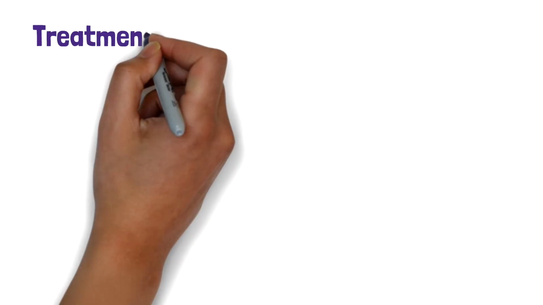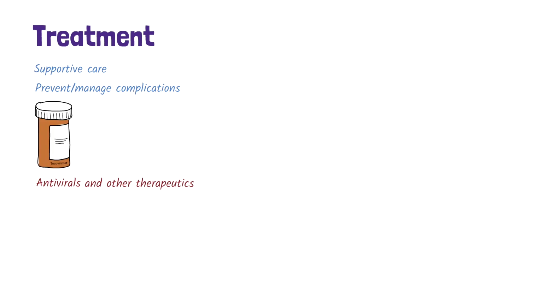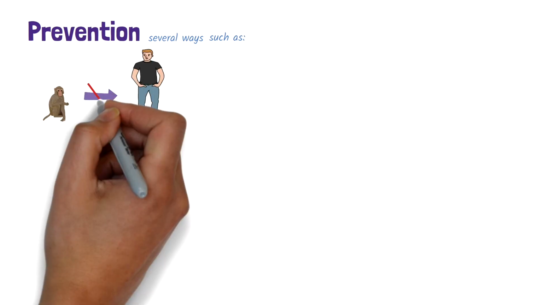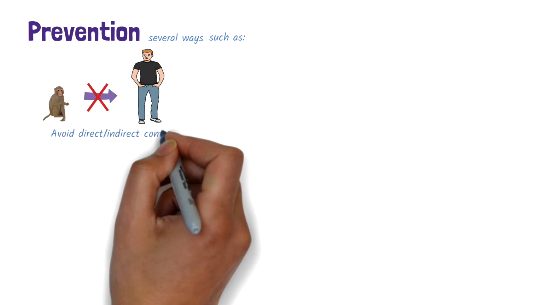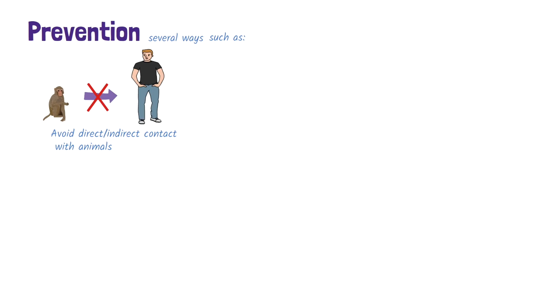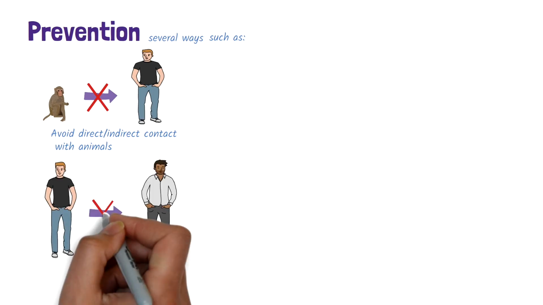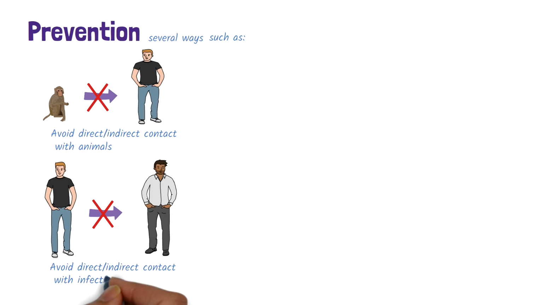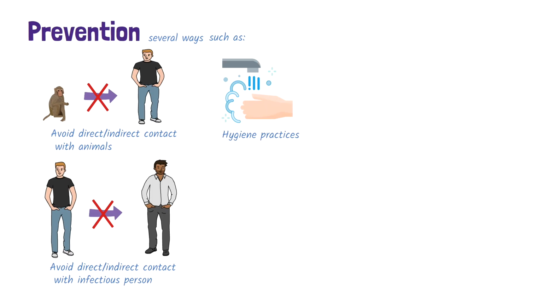And treatment? The main approach to treating MPox is to provide supportive care and prevent or manage any complications. Antivirals and other therapeutics are currently being evaluated. How about prevention? There are several ways to prevent MPox, such as avoiding direct or indirect contact with animals that could carry the virus in areas where it's circulating among animals, avoiding direct or indirect contact with an infectious person, and maintaining good hygiene practices, such as washing hands regularly.